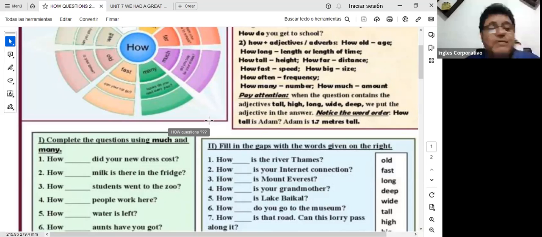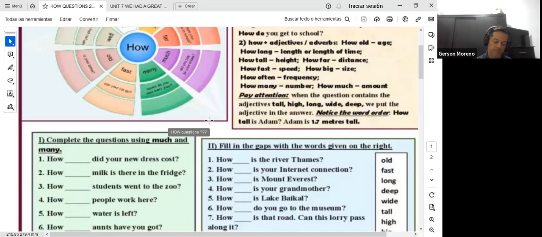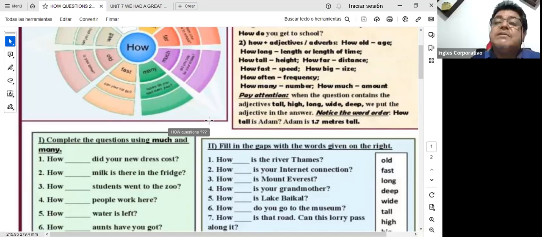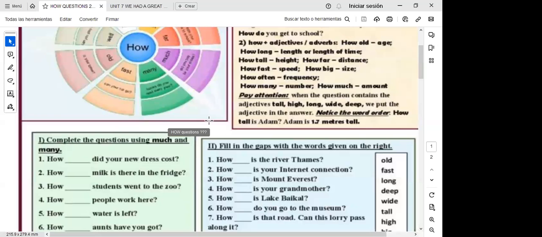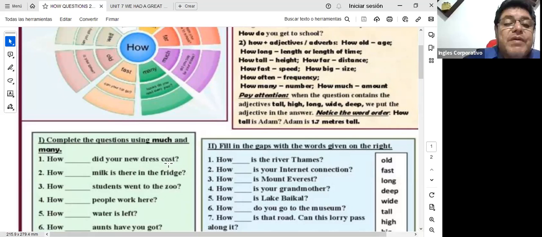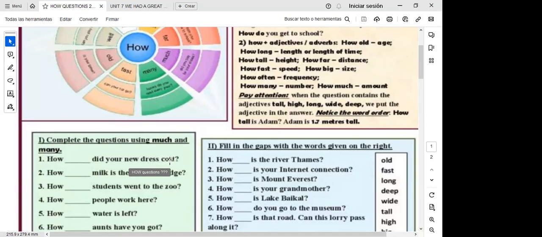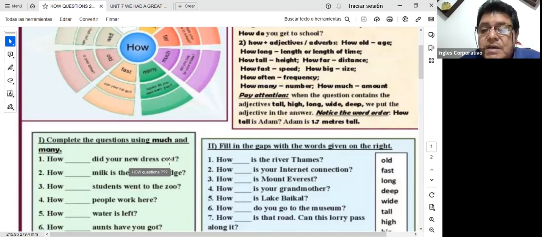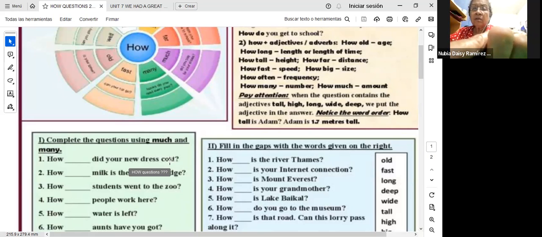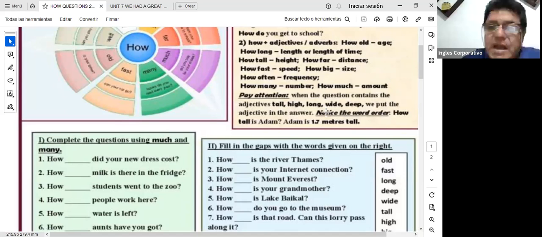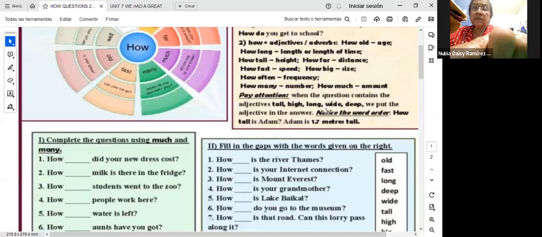Okay. Are you ready to use how much or how many? Yes, teacher. Okay, cool. Who wants to do the first one? Remember, you're talking about cost. How much? When you talk about cost, you talk about money, and when you talk about money, you talk about price. Then you only use how much.